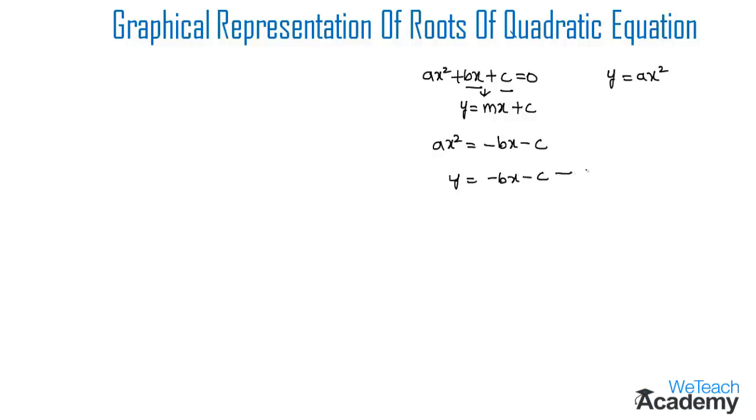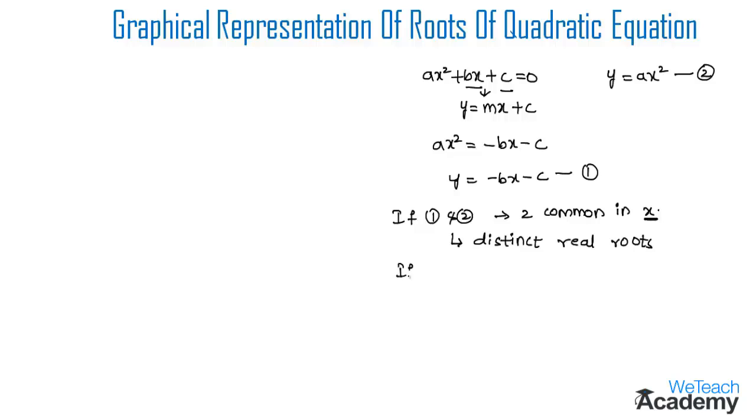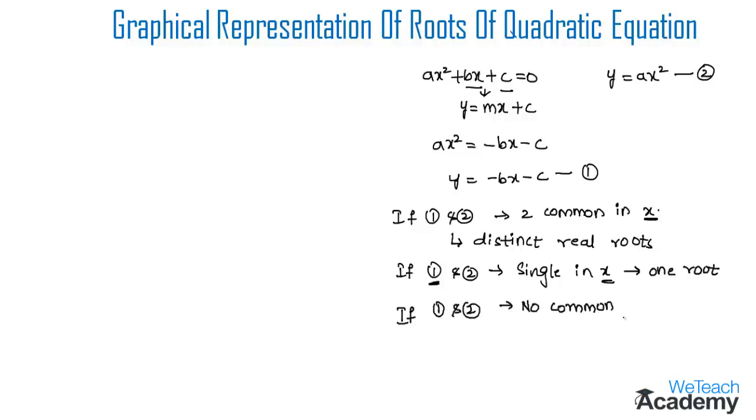Now let us consider this as equation 1 and y is equal to ax square as equation 2, where equation 1 is a straight line and equation 2 is a parabola. And now let us discuss some rules. If equation 1 and equation 2 have two common points, then their x-coordinates are the two distinct real roots of A. If equation 1 and 2 have a single point in common, then their x-coordinate is the only, repeated, root of A. And if equation 1 and 2 have no points in common, then no real roots for A exist. The roots are said to be complex in this case.